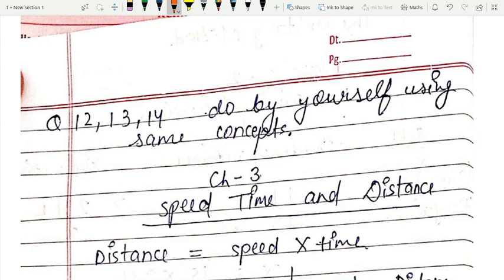Now see questions 12, 13, 14. Just using the same concept you will solve these questions 12, 13 and 14. If there is any doubt, then we will discuss it in the class.